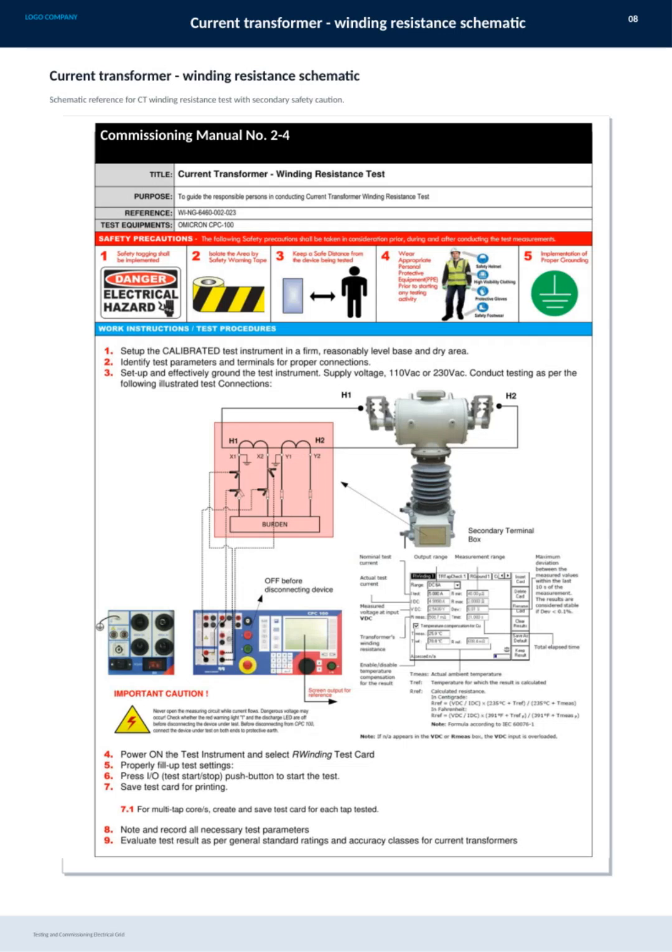Here we have the schematic for testing the winding resistance of a current transformer. This diagram is crucial because it guides us through the proper way to measure the winding resistance, ensuring the transformer is functioning correctly before commissioning. It also includes important safety cautions related to the secondary side to protect personnel and equipment during testing. Following this schematic step-by-step helps prevent any damage and guarantees accuracy in our resistance measurements. This document is part of our commissioning manual, specifically Manual number 2 to 4, which provides detailed procedures for safe and effective electrical grid commissioning.